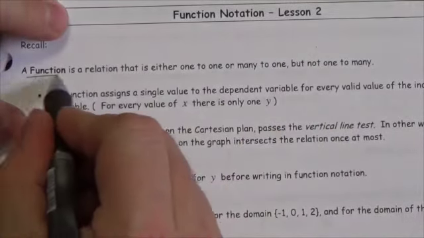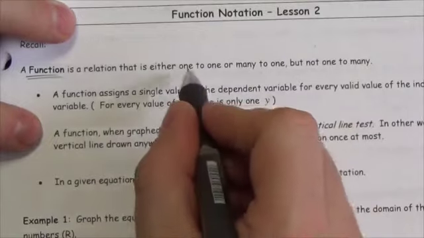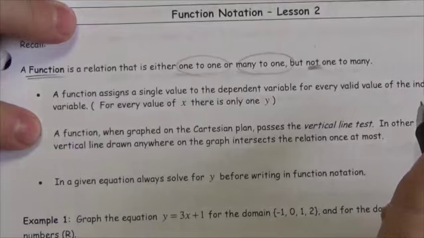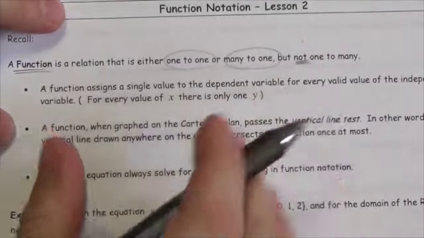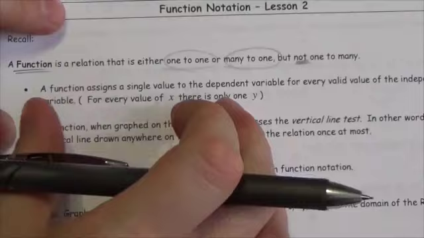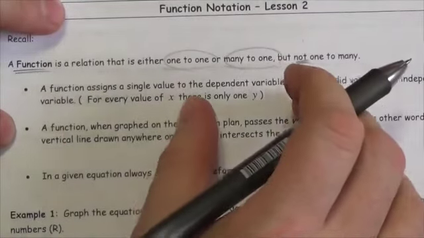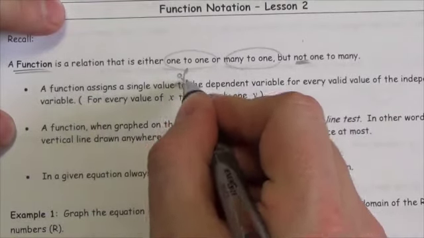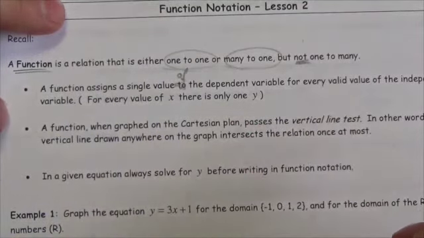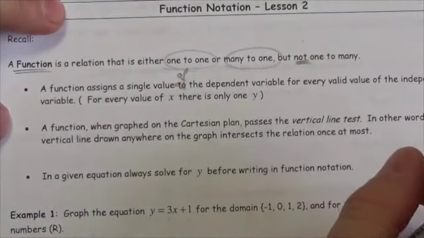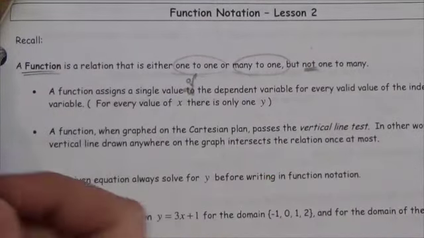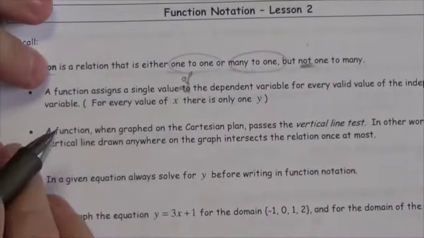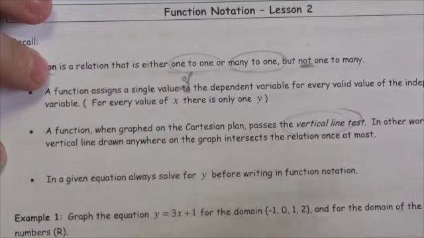So first of all, let's review what we mean by a function. It's a relation that's either one-to-one or many-to-one, but not one-to-many. Just remember, it assigns a single value of the dependent variable for every valid input, every value of the independent variable. So every time you plug in a value for x, you're only going to get one value of y. You can check this on the Cartesian plane by using the vertical line test.